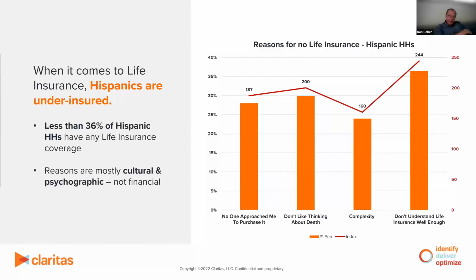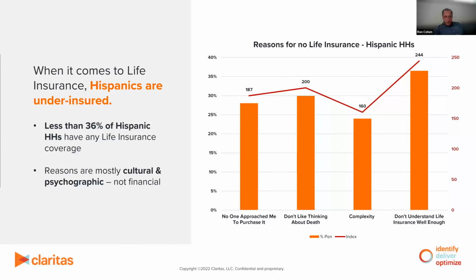Life insurance is another story. Much like Hispanics are underbanked, they're underinsured. And it's not because they can't afford it. The reasons are mostly cultural and psychographic. Less than 36% of Hispanic households have any life insurance whatsoever. That includes life insurance provided through their employer.